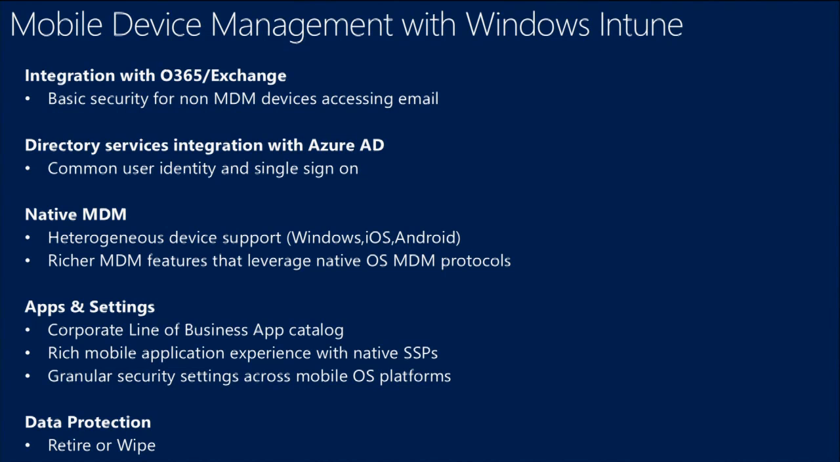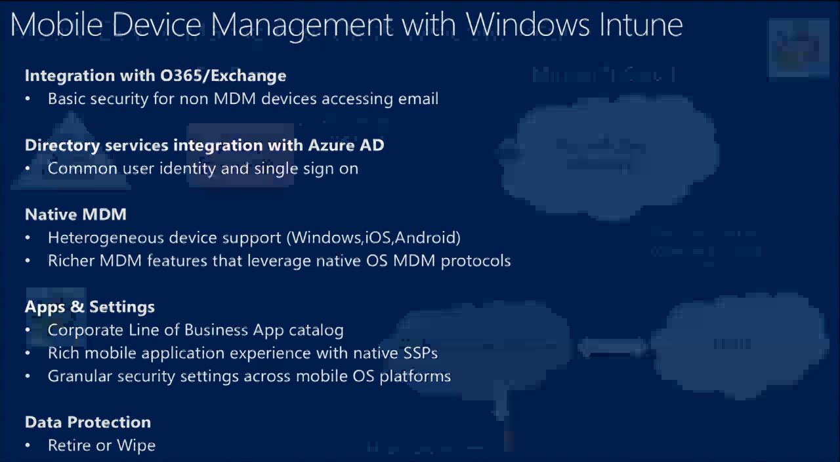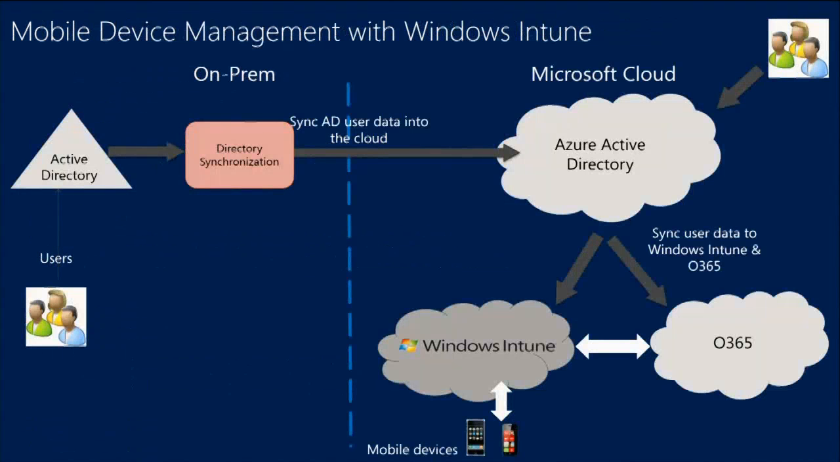And then, as I mentioned earlier, we have a lot of granular security settings, which were not possible with just the EAS. But since we have deep management with Apple, Google, and Microsoft, we can actually have more settings than what EAS has. And finally, around data protection, we have retire and wipe scenarios, which I'll talk to you about in a minute. So let's look at the conceptual architecture of how this works, because this understanding is important before I can show the demo of how this scenario comes through.